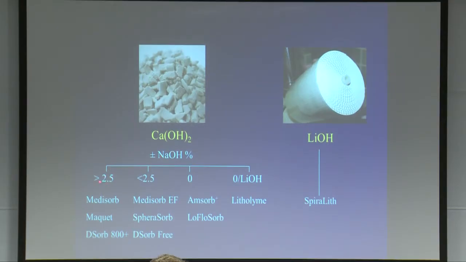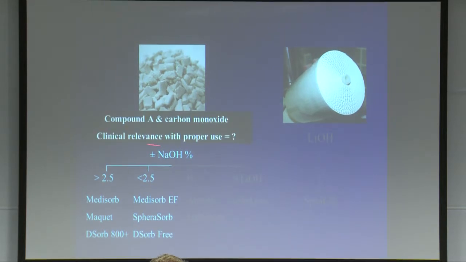It does make sense to further subdivide calcium hydroxide-based canisters according to their sodium hydroxide content: more than 2.5%, less than 2.5% on a weight basis, or none. Why? Well, I want to note that as long as there's at least a little sodium hydroxide, there may be a little production of compound A and carbon monoxide with these canisters due to the interaction with sevoflurane and desflurane, the clinical relevance of which, however, is questionable.